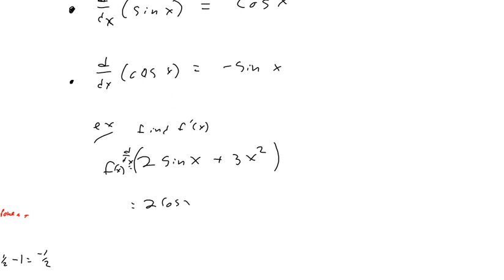Just that, right? The sine x changes to cosine. The derivative of sine is a cosine. The 2 is a constant, it stays in front. Plus, now my 3x squared, I use my power rule. My 2 multiplies by the 3, becomes a 6. And my exponent reduces by 1. Power of 2 becomes a power of 1, so it's 6x. And this is my derivative: 2 cosine x plus 6x. Okay?